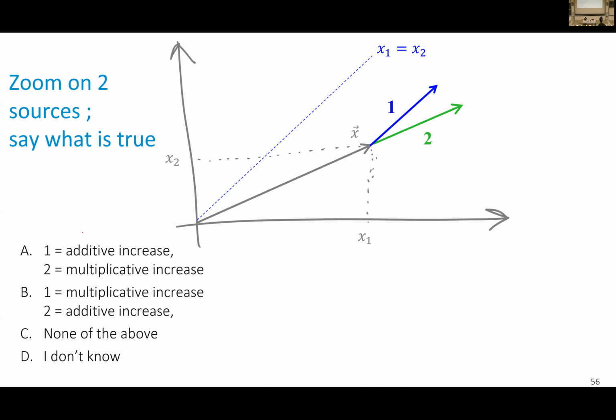Closing the poll in a few seconds. Closing. And the majority says A, which is the correct answer.